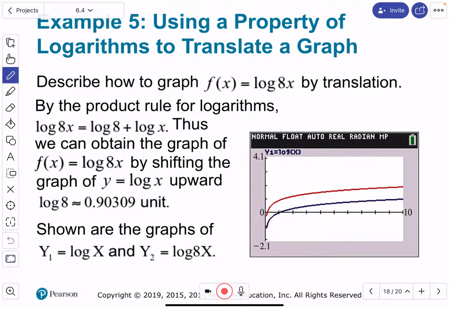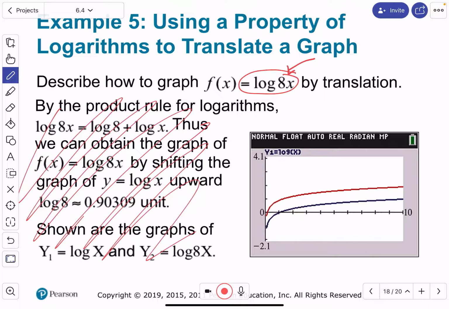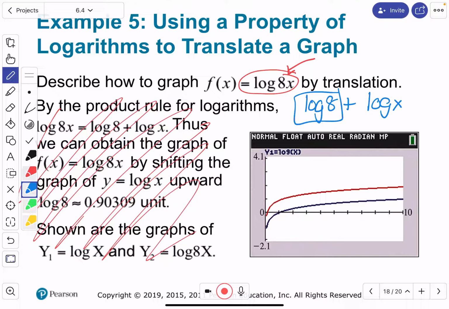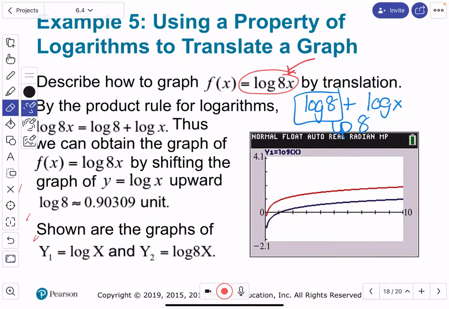Okay, so how to graph this. Before we read this, we're multiplying inside with the x. So it would look like this is going to be a stretch. But if you think back to the product rule, it's like saying log 8 plus log x. Log 8 is going to be a number, so it's going to shift it up 8. That's what that whole mess says there. Once you break it apart, you have a number, so you're shifting up.